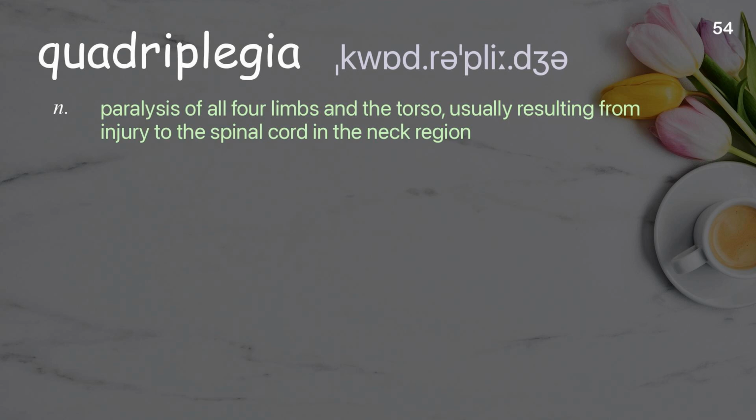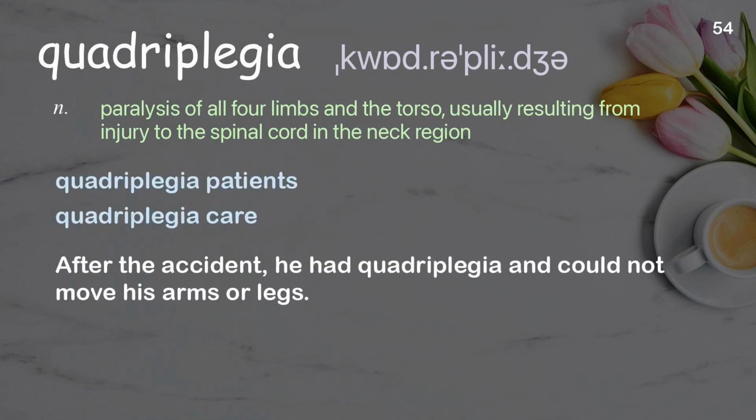Quadriplegia. Paralysis of all four limbs and the torso, usually resulting from injury to the spinal cord in the neck region. Examples: Quadriplegia patients. Quadriplegia care. After the accident, he had quadriplegia and could not move his arms or legs.